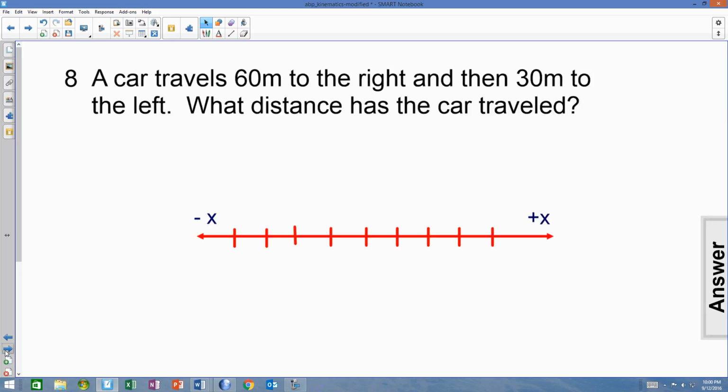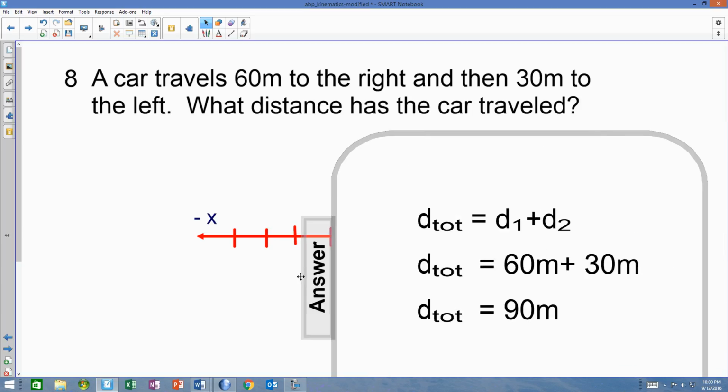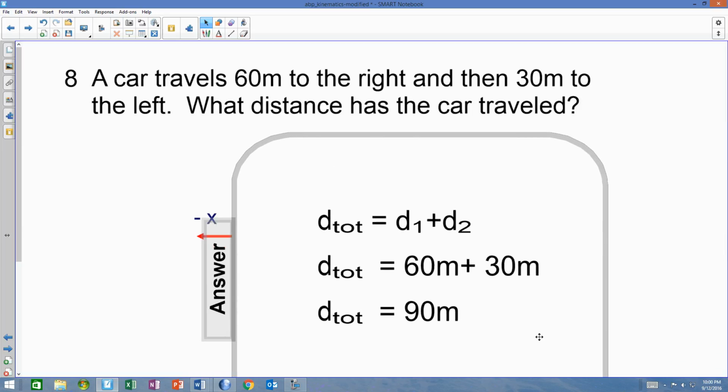A car travels 60 meters to the right and then 30 meters to the left. What distance has the car traveled? Go ahead and pause the video now and solve this problem. Okay, so let's see if you have the correct answer. The total distance is going to be the distance that you travel first plus the second leg, and that's going to be 60 plus 30, and that gives us 90 meters. Don't forget, you may have said, wait a minute, why isn't it 30 to the right? Well, that would be your displacement.